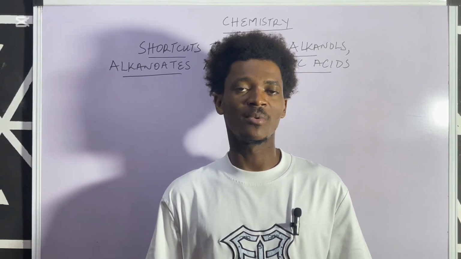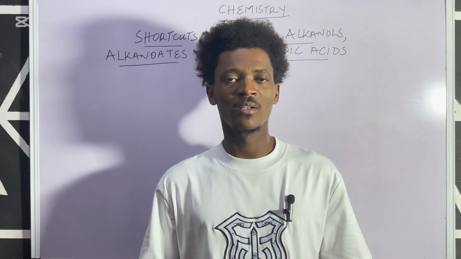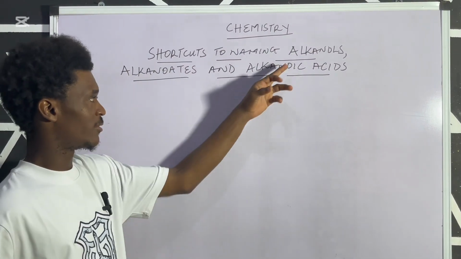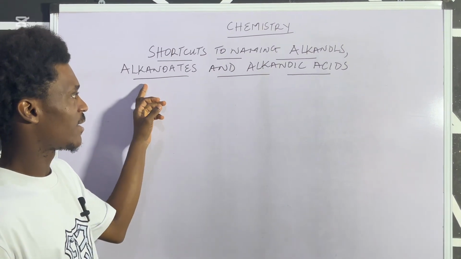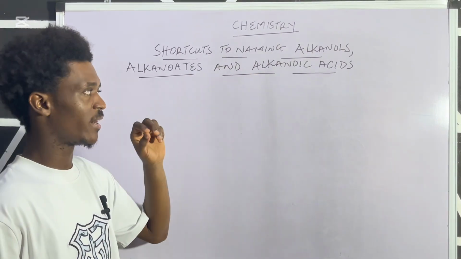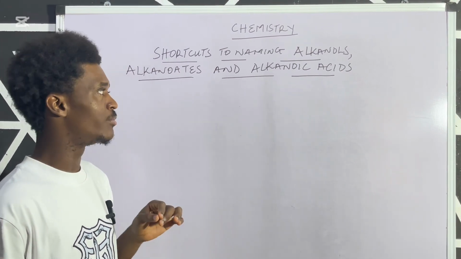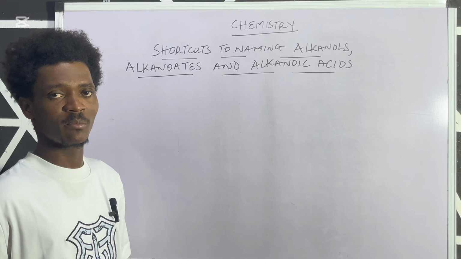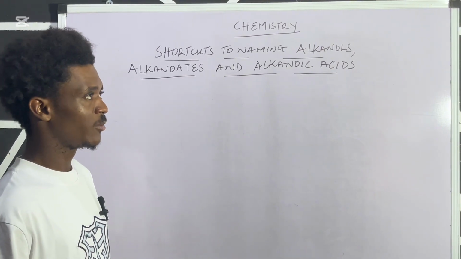This time we are going to be having a chemistry video lesson on the shortcuts to naming the alkanols, alkanoates and alkanoic acids. Now these organic families, they are under organic chemistry too. Alright, so firstly we have to understand how to name the alkanols. How do we name the alkanols?